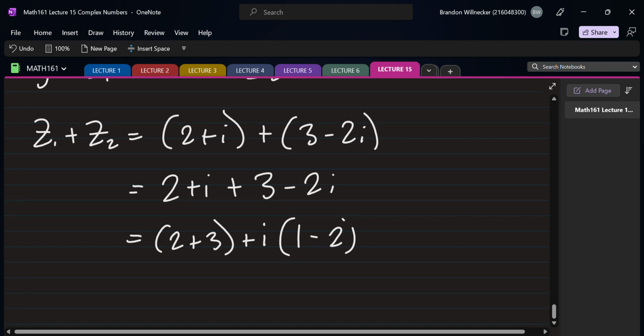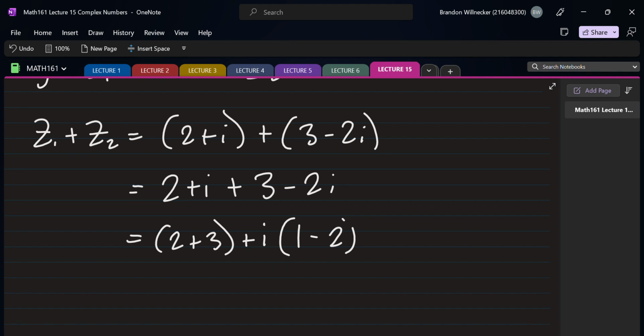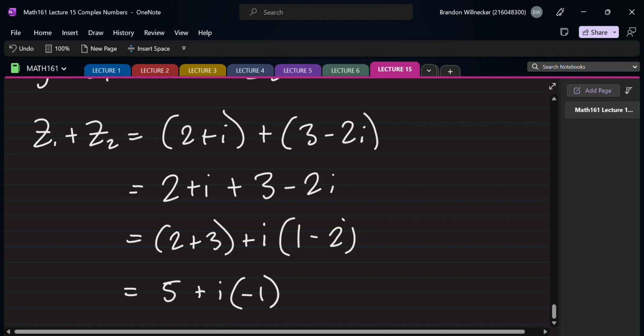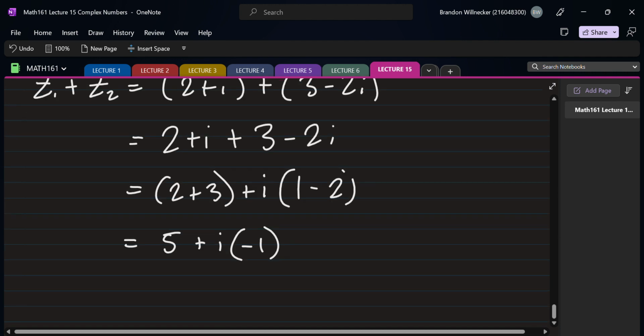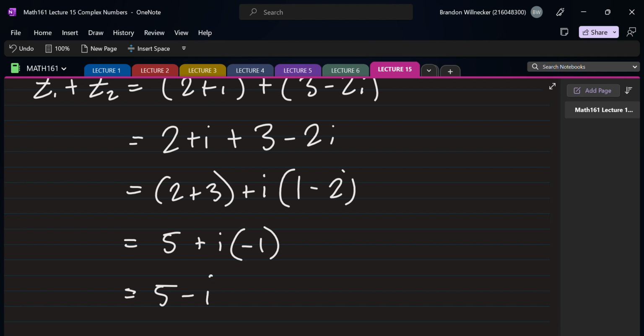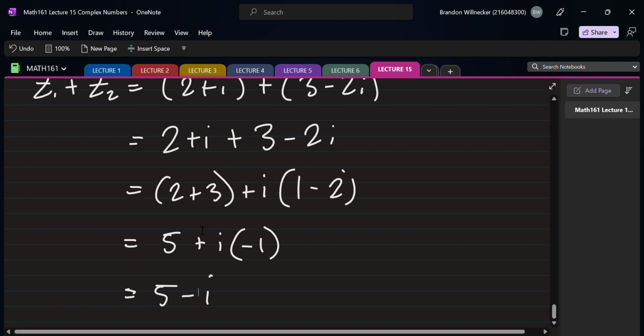Okay, so here we've added the real parts together for the first bit, and we've added the imaginary parts together for the second bit. So 2 + 3, that's going to be 5, plus i times (1 - 2), that's minus 1. So you can leave it like this, or you can write it as 5 - i. But if you want to keep it as the real part plus i times the imaginary part, that's fine as well. But this minus 1 times i, we can write that as minus i. That's perfectly fine.